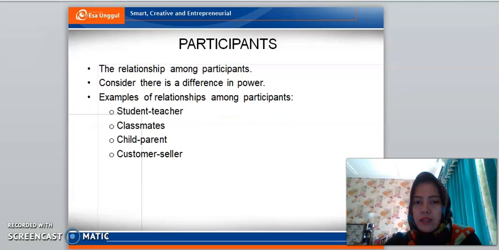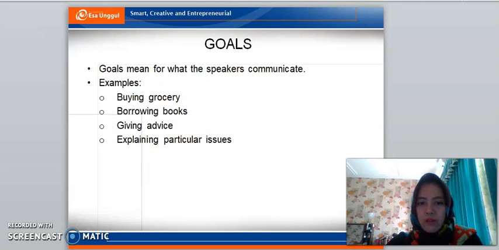Okay, the next is the participants. So who are they? The relationship among participants could be student and teacher, classmates, child and parent, customer with seller, and so on and so forth.